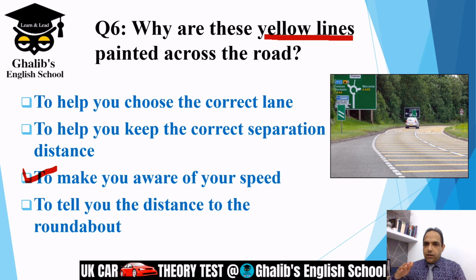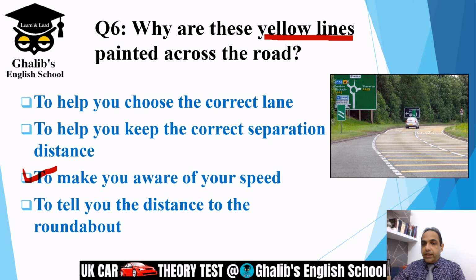It will be like tuk, tuk, tuk, tuk, tuk. So what you need to do, you need to slow down because we have a roundabout coming up. So at the roundabout, you need to slow down. You change the gear, you reduce your speed. That's why these lines are painted across the road.